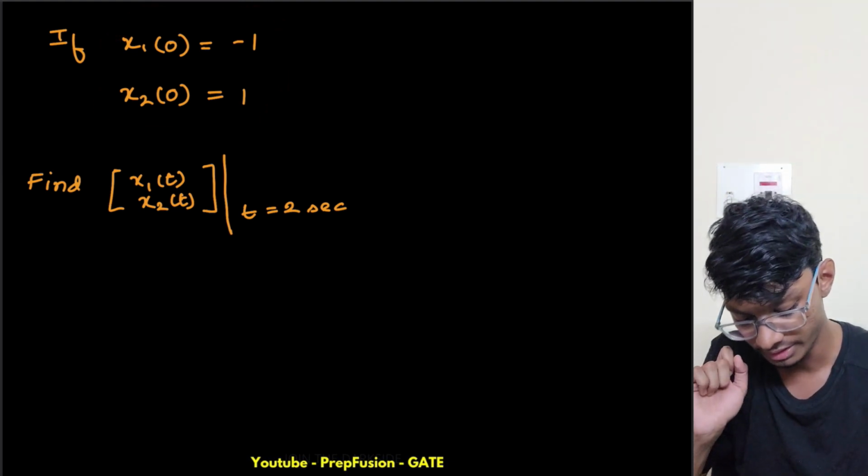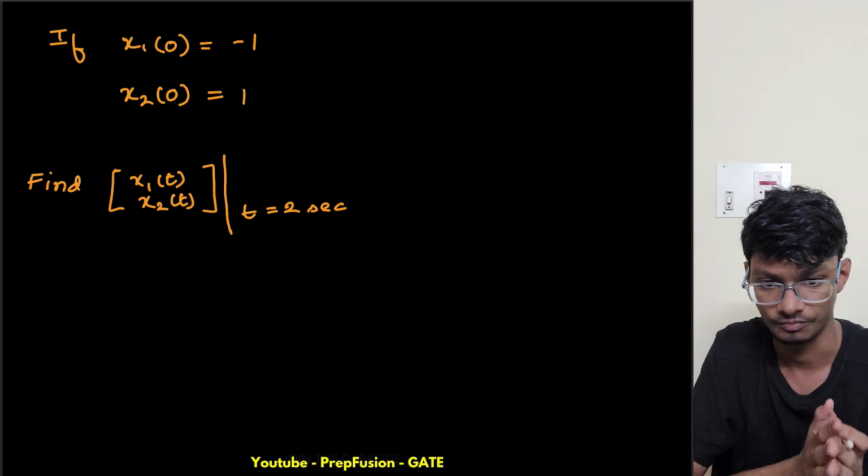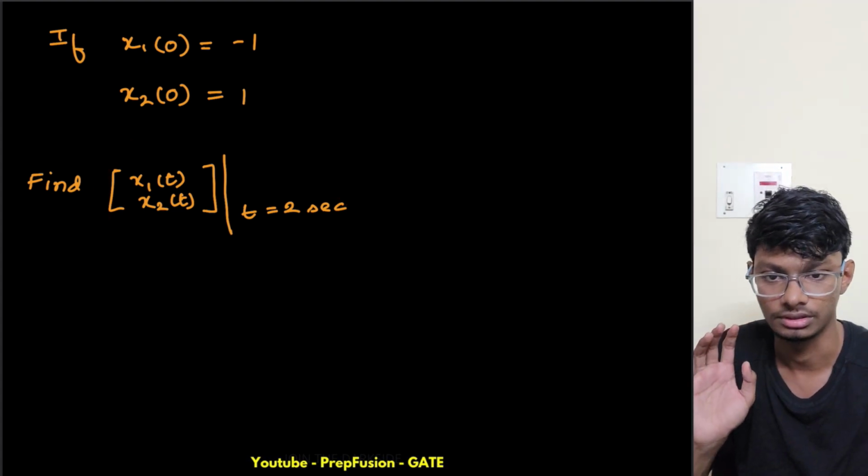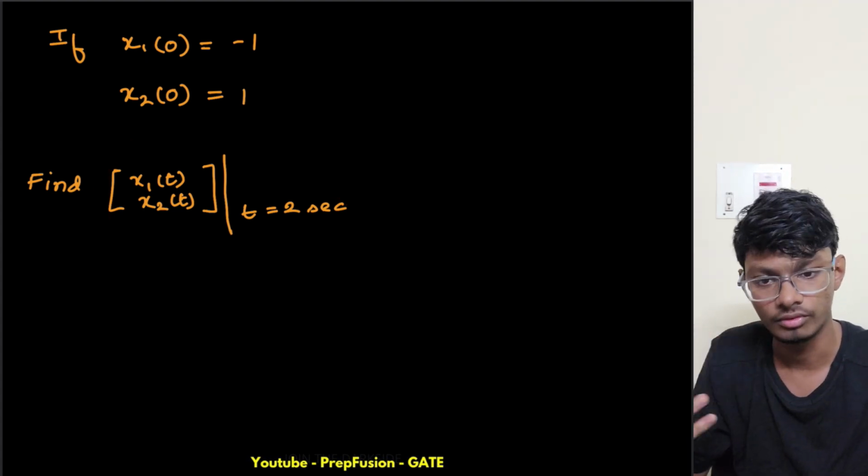What we have to find? We have to find the state variables themselves at t equals to 2. So how do we do that?